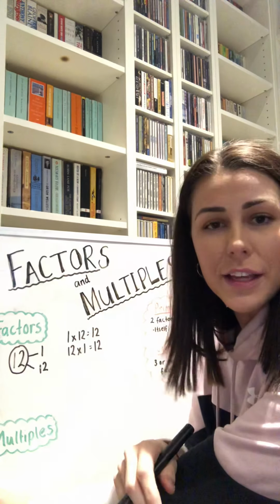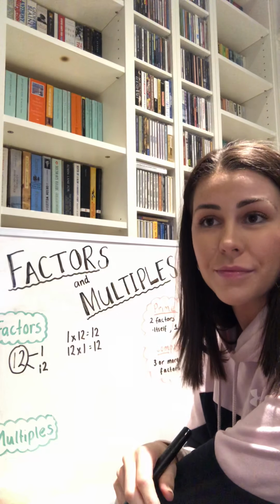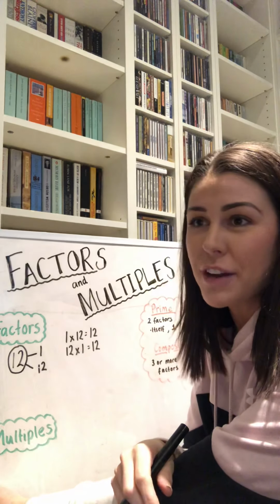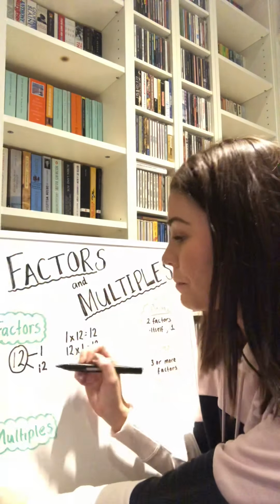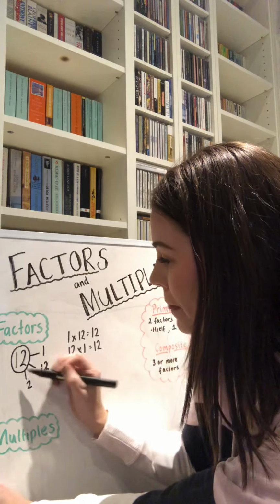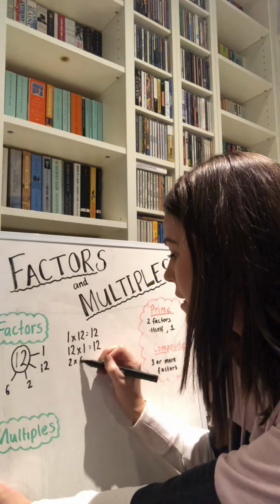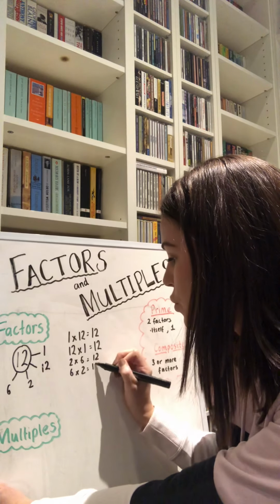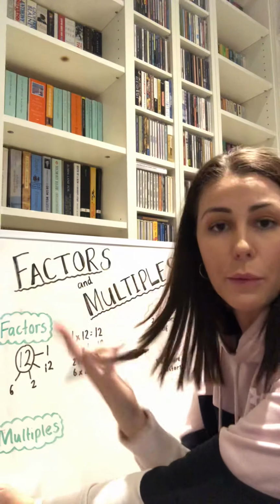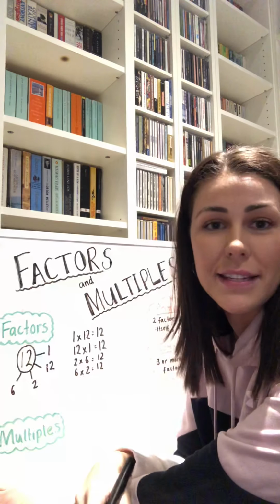Can you think of any two other numbers that multiply together to give you 12? I can think of another one. What about 2 and 6? 2 times 6 or 6 times 2. So I'll write a 2 and I'll do a 6. 2 times 6 equals 12, and 6 times 2 equals 12. No matter which way we write that, if we flip it around, the answer will still stay the same, just as we saw with our arrays the other day.